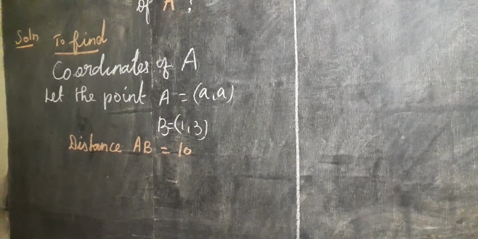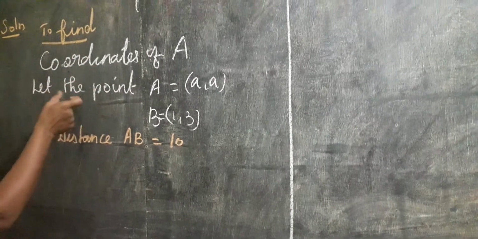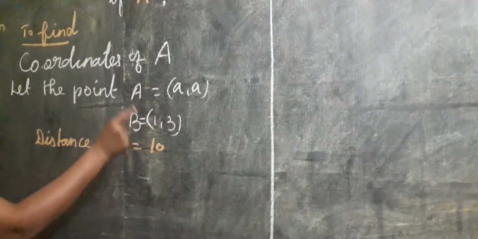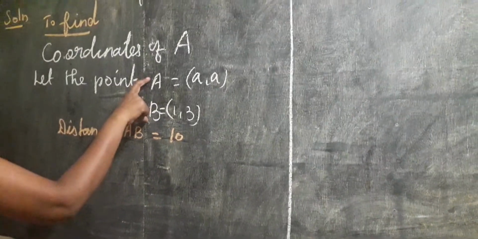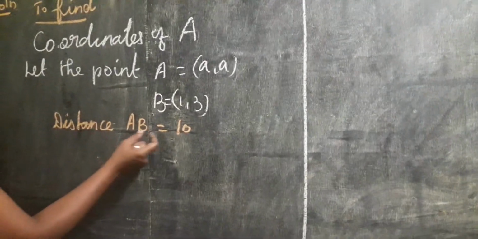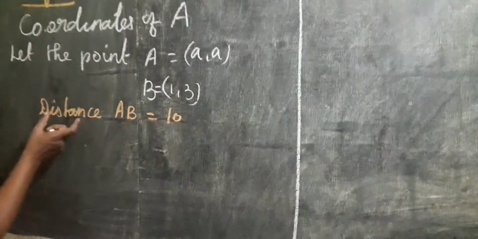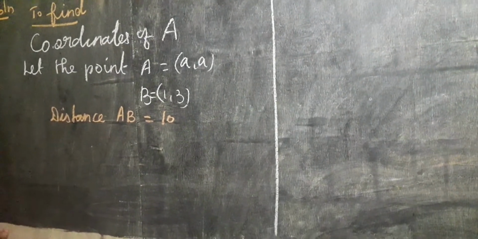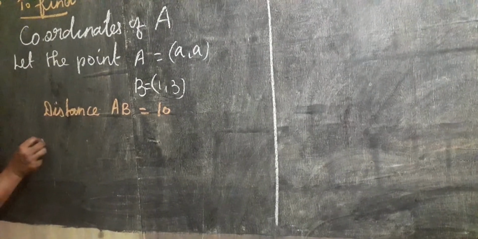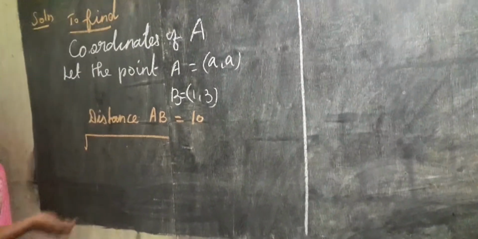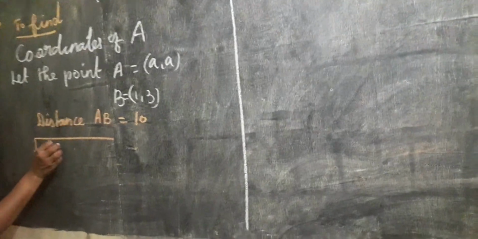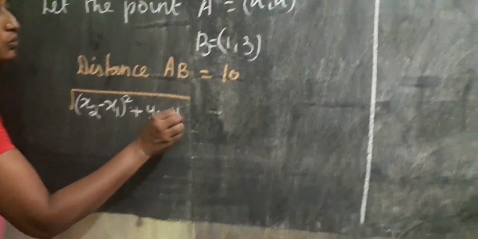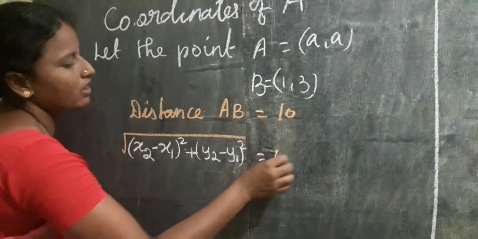Now, what are the coordinates of A? We have to find out the coordinates of A. So that's why we take the point A as A comma A, and B is given. So distance AB is equal to 10 is given. Now we have to take the distance formula. What is the distance AB formula? Square root of x2 minus x1 whole square plus y2 minus y1 whole square. That is equal to 10.